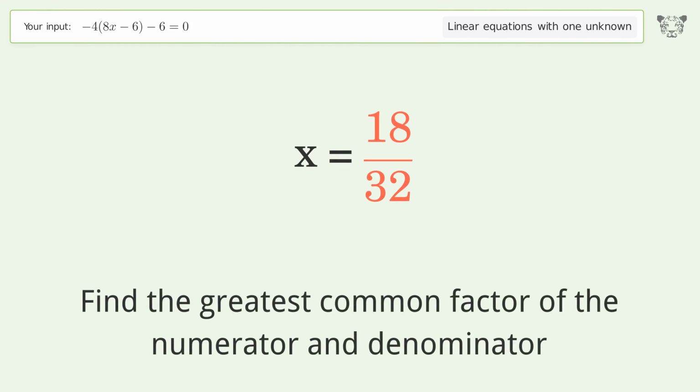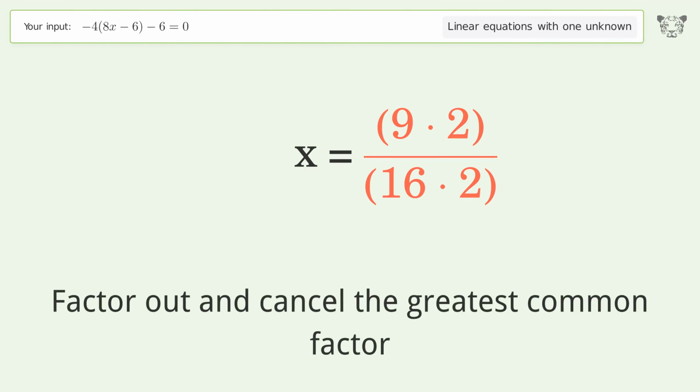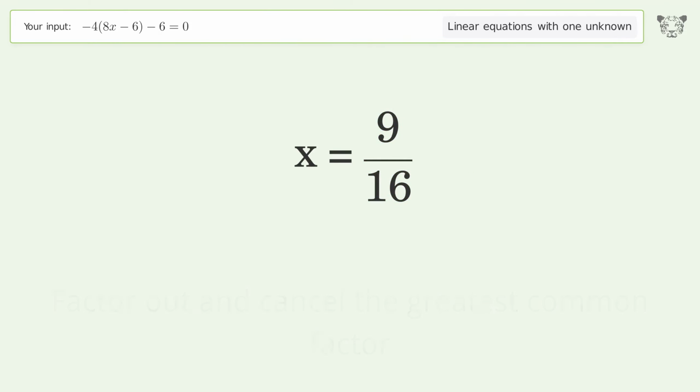Find the greatest common factor of the numerator and denominator. Factor out and cancel the greatest common factor. And so the final result is x equals 9/16.